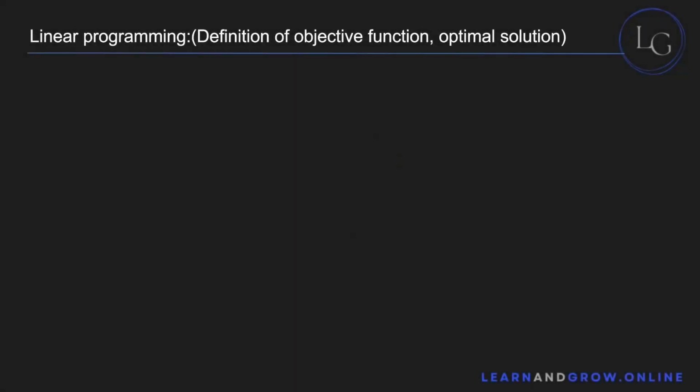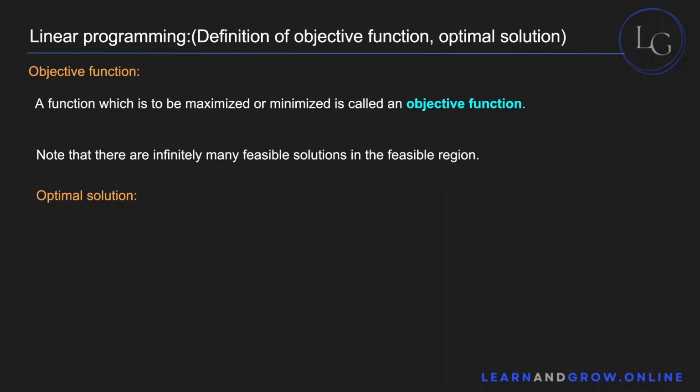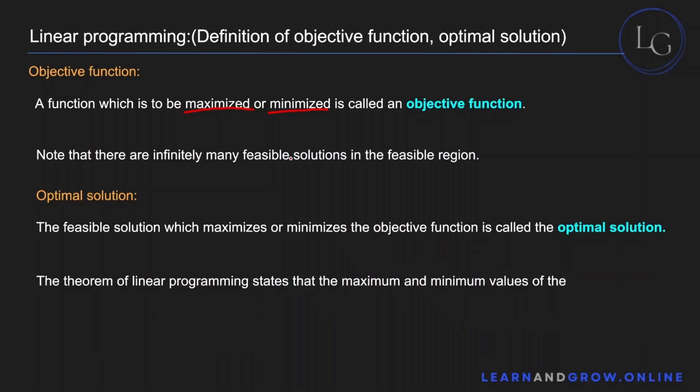Now let's see what linear programming is. So basically we have to discuss objective functions and optimal solutions. An objective function is a function that is to be maximized or minimized, and there are infinitely many possible feasible solutions in the feasible region, right? So we need to see which solutions in the feasible region will maximize or minimize an objective function. An objective function can be any function, right? Any function, but it needs to be maximized or minimized.